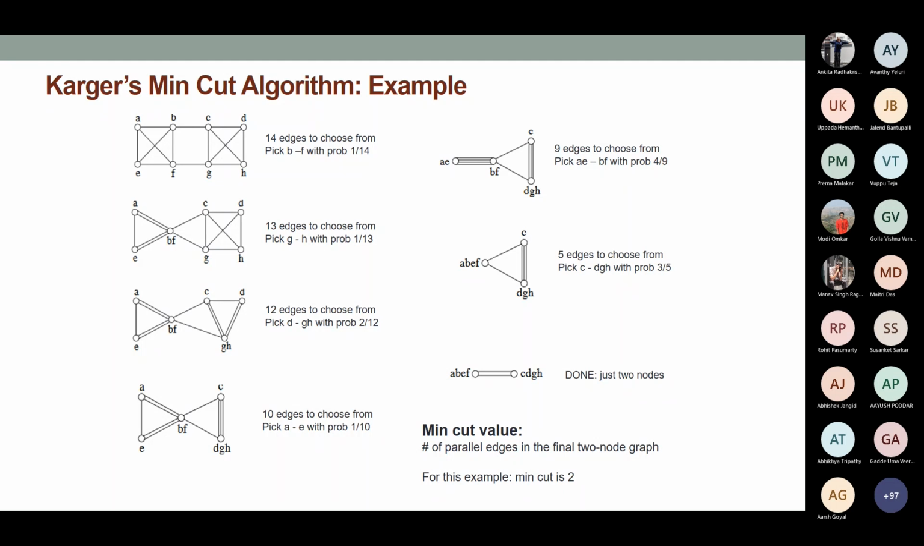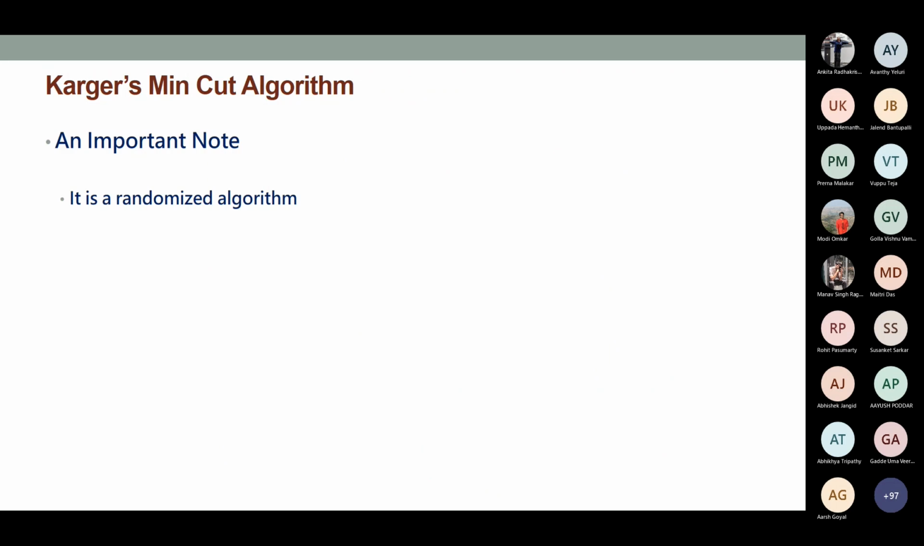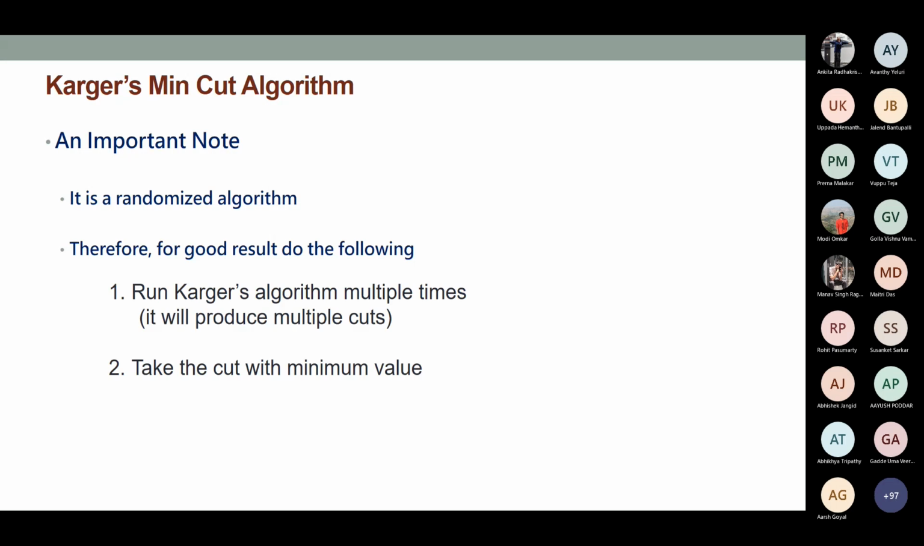You have rightly pointed out that there is no guarantee, and I completely agree with you. So in order to safeguard that a little bit, not entirely, what you should do, because this is a randomized algorithm, is run this algorithm multiple times. That means it will produce multiple cuts, then take the cut with the minimum value out of all of these. So to some extent, this can address the problem that you mentioned, but of course it doesn't guarantee that.